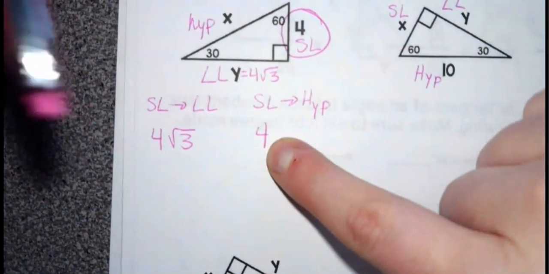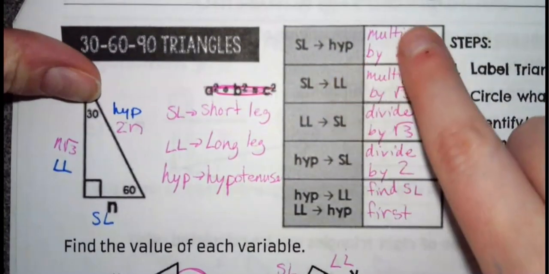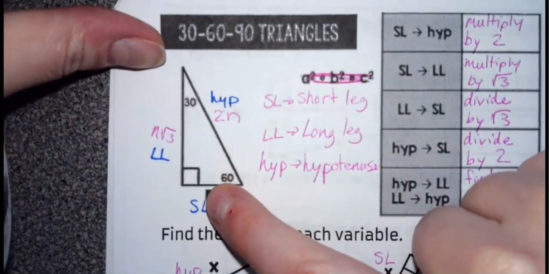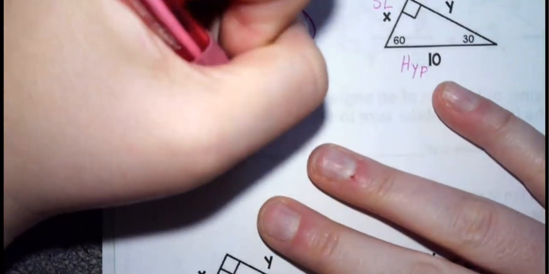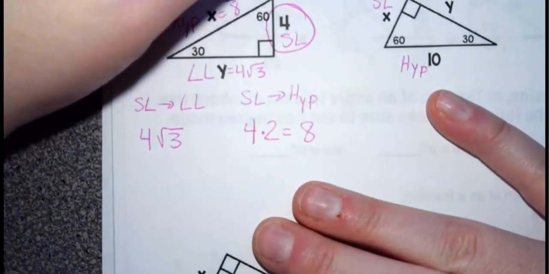Short leg to hypotenuse. Take your short leg. Write it. There's 4. And then you look, what am I supposed to do? Short leg to hypotenuse, we're going to multiply by 2. Here to here, you're going to multiply by 2 because from n to 2n, it's just multiplied by 2. So 4 times 2 is 8. So the answer is 8.